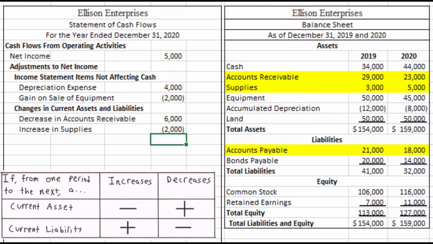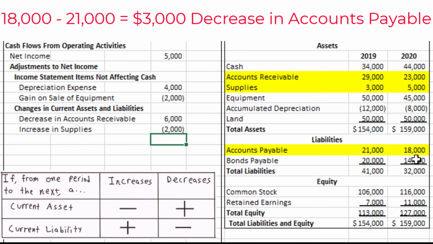Next we can move on to our only current liability, which is accounts payable. And we can see here it went from $21,000 in 2019 to $18,000 in 2020. So that's a $3,000 decrease. So we're going to put decrease in accounts payable. And since accounts payable is a current liability, when we have a decrease, we are going to subtract that based on the chart. So we'll have negative $3,000.